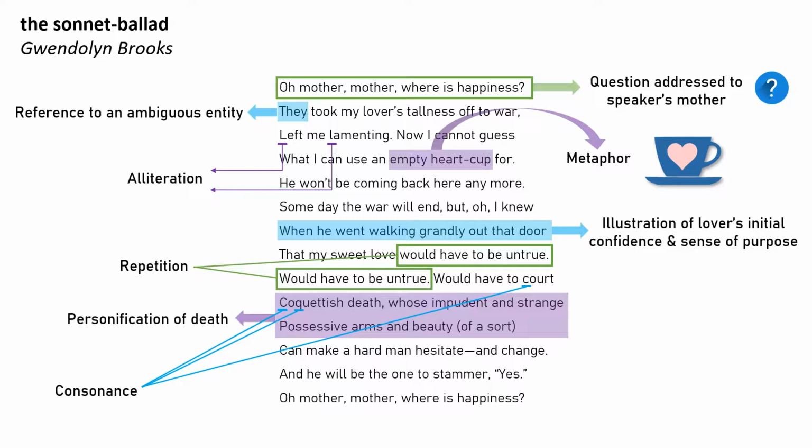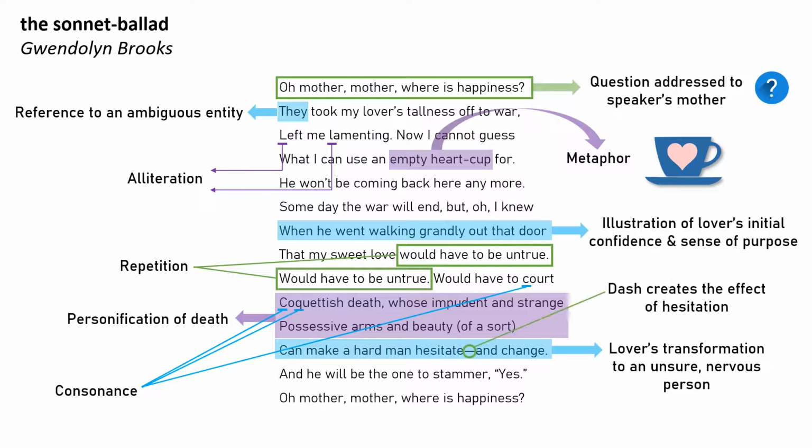The allurement of death transforms the lover, who is initially very sure of himself, into an unsure, nervous person. The dash in the middle of this line creates a pause, mimicking the lover's own hesitation. When the speaker says that her lover will be the one who stammers "yes," this suggests that death will offer a proposal, like a proposal of marriage, to her lover, and her lover won't be able to resist.